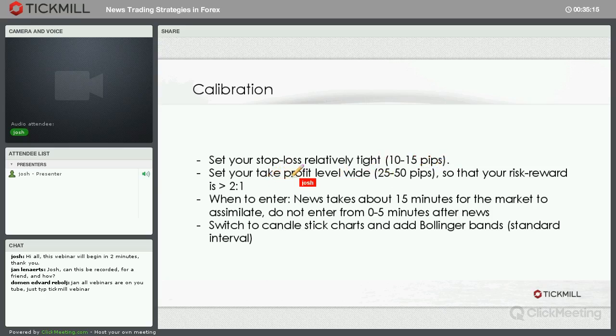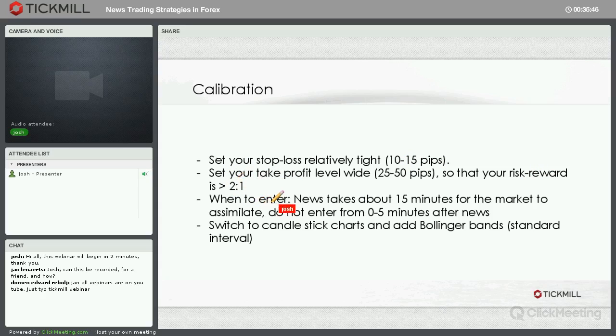We recommend you set your take profit level relatively wide, right? Because news is explosive, so you can capture quite a few pips in a short amount of period. I would say 25 to 50 pips, but definitely so that your risk reward is 2 to 1. So if your stop loss is 15 pips, you want to be making 30 pips profit, right? Risk reward, remember, is just your potential pips captured divided by your absolute potential pips lost. And that should be always greater than 2 to 1, especially if you're trading news.